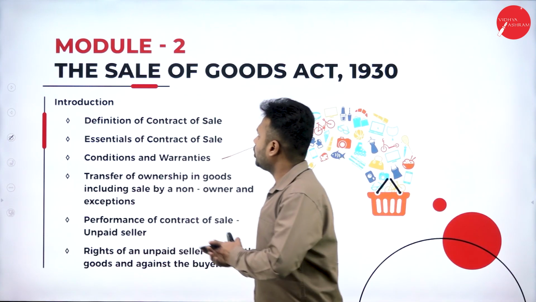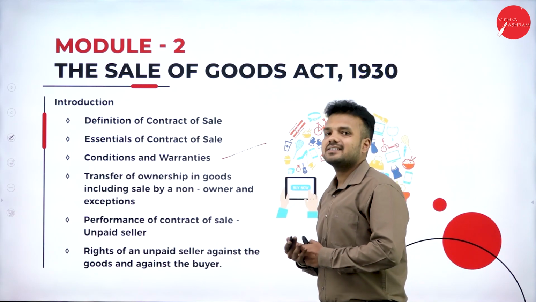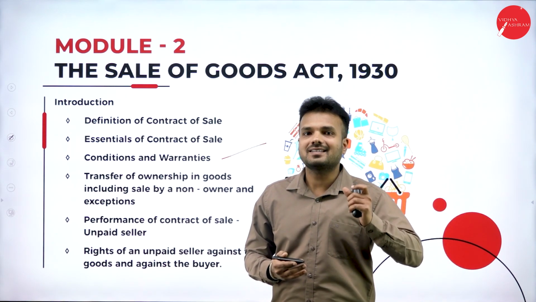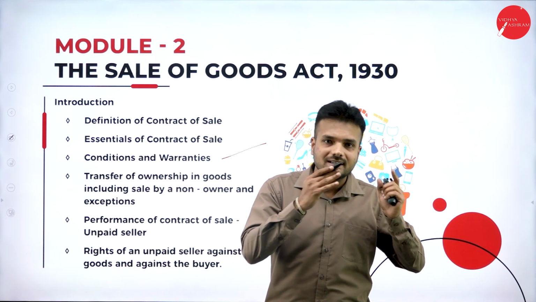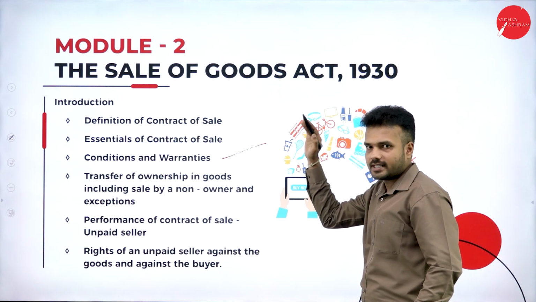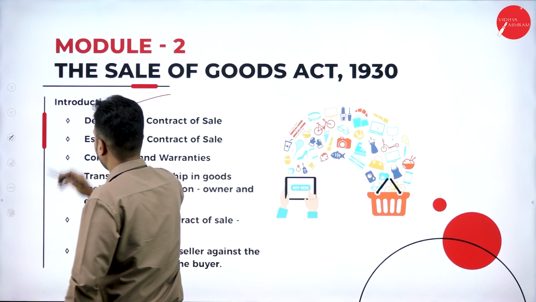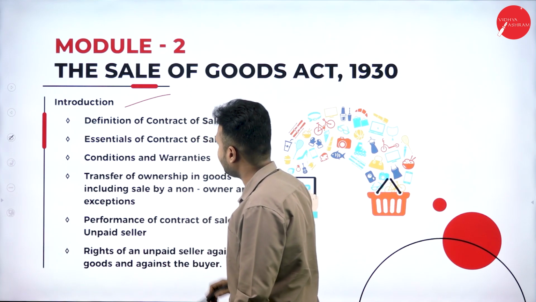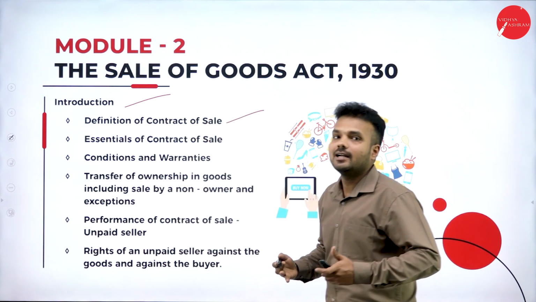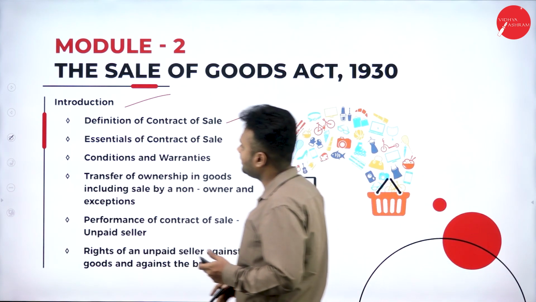Moving forward, module 2, it is Sale of Goods Act 1930, where this Sale of Goods Act is going to govern the contract that is made by the seller and a buyer, right? It is nothing but Sale of Goods Act 1930. So, we are going with the introduction of Sale of Goods Act 1930, definition of contract of sale. What do you mean by this contract of sale? Between whom and whom the contract of sale is going to happen.